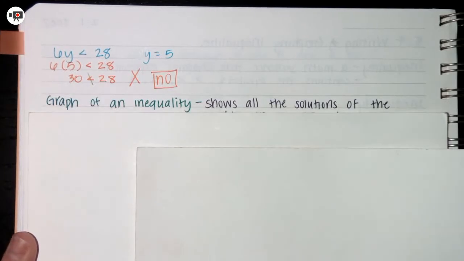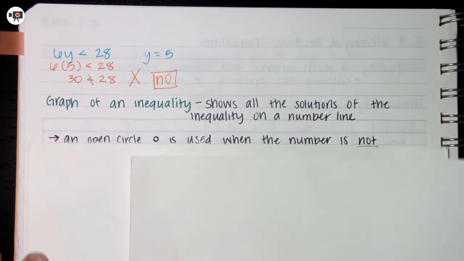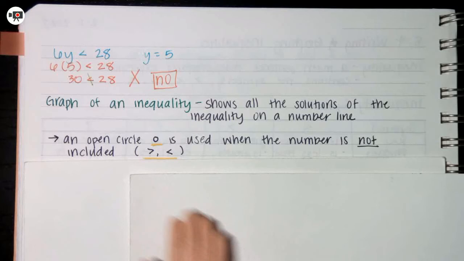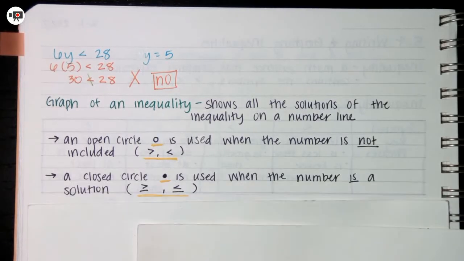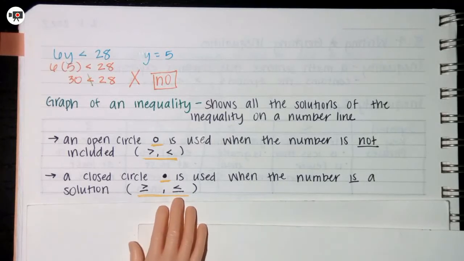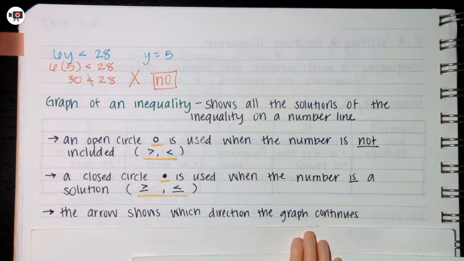The graph of an inequality shows all the solutions of the inequality on a number line. An open circle is used when the number is not included, so that would be for greater than or less than. And a closed circle is used when the number is a solution. So that would be greater than or equal to and less than or equal to. And the arrow that we draw shows the direction the graph continues. It shows which side has the solution.